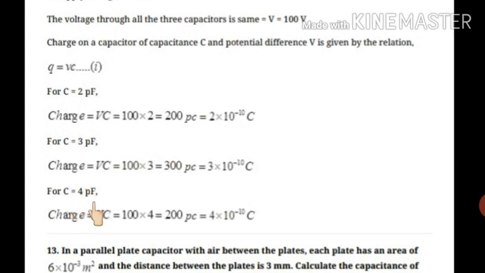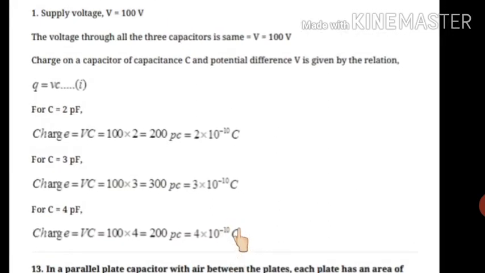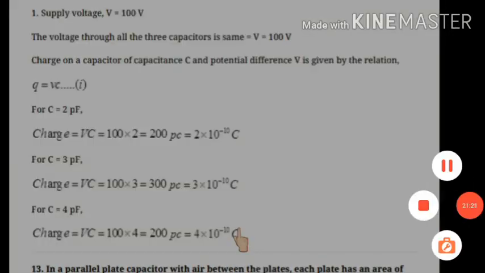Similarly for the last capacitor, whose capacitance is how much? 4 picofarad. So again charge is equals to V into C. Again V will be replaced by 100, and C will be replaced by 4. When we solve it, it will be 400 picofarad. So it will be 4 into 10 to the power minus 10 coulomb. So I think this is clear, which was an easy question.